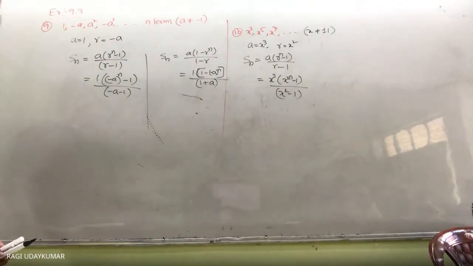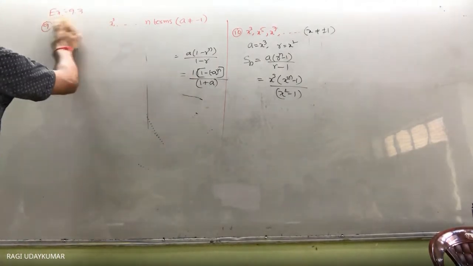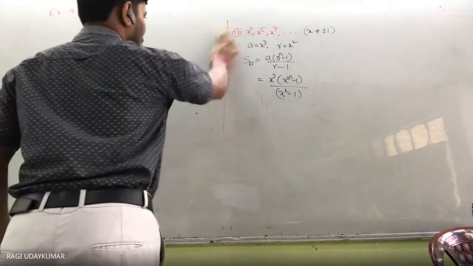And coming to the 11th question here, something in a different series is given to you. Indirectly, a series is given to you.